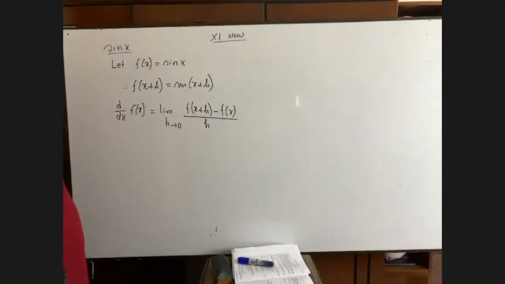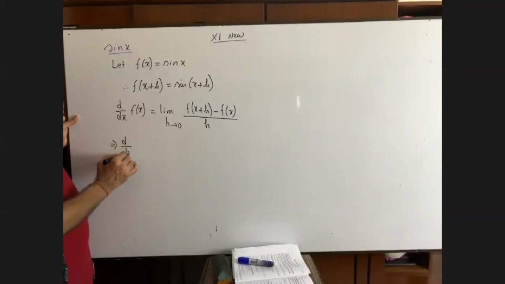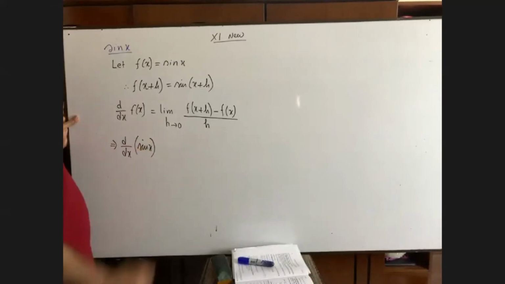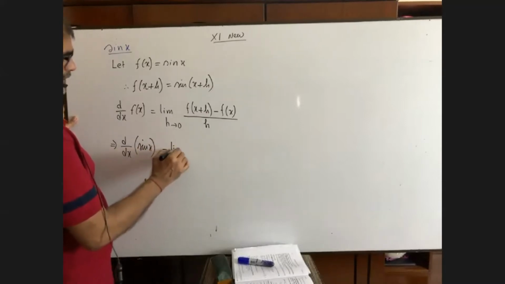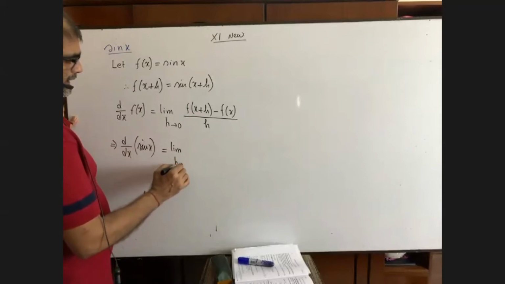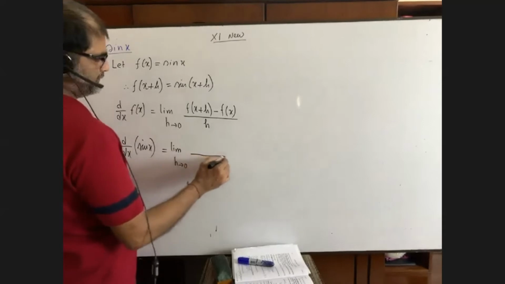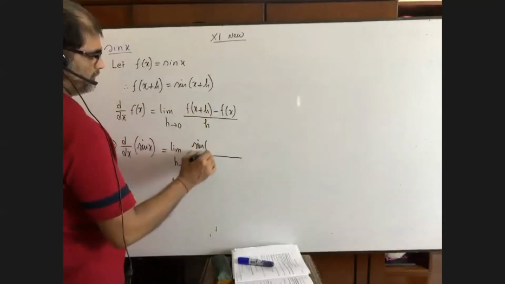You're right. Okay, now you put the value. What is the value of f(x)? Sin x. Write down. Then limit h tends to 0. What is the value of f of x plus h? Sin of x plus h. Write down.